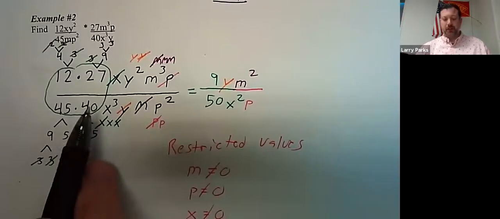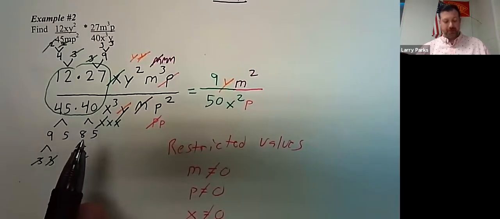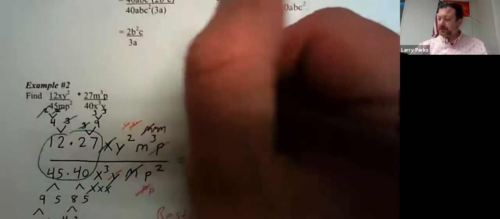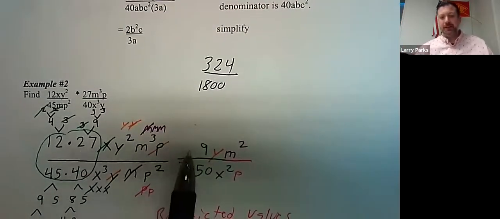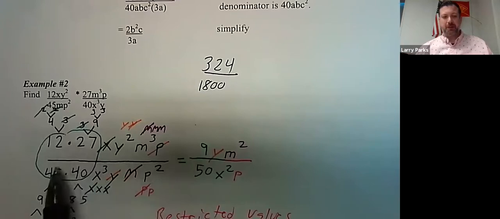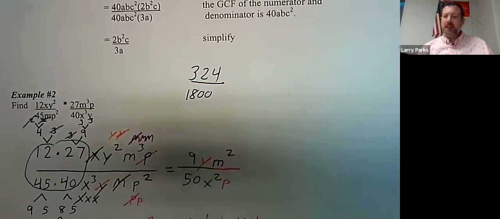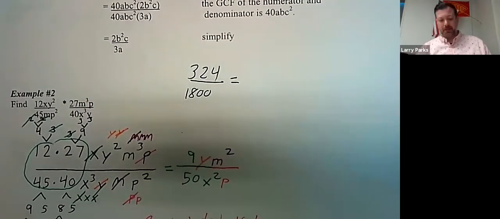I could have taken 45 times 40. You got 1800. So I'm going to show you a different way to go from here to the 9 over 50. You could just multiply those together. And then I noticed that they're both even, so I divide them both by 2.